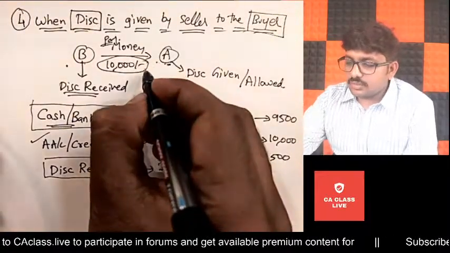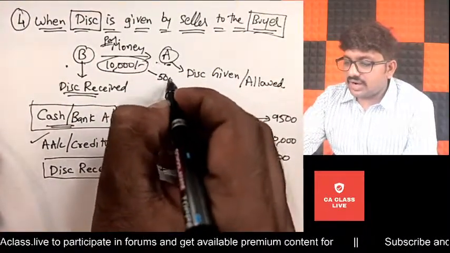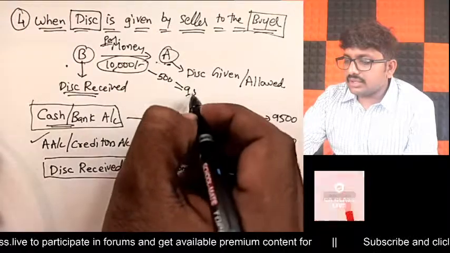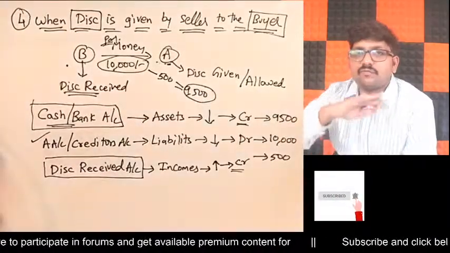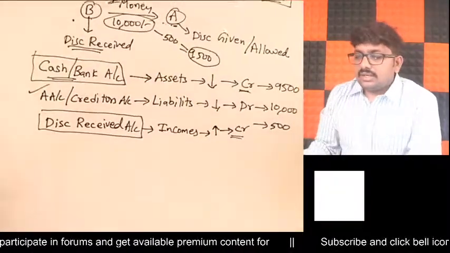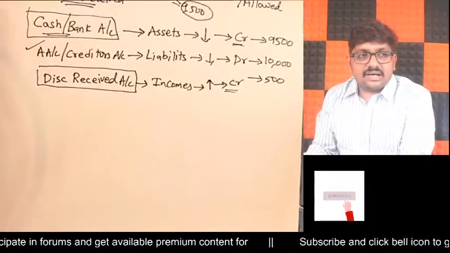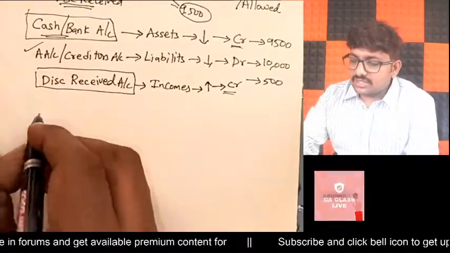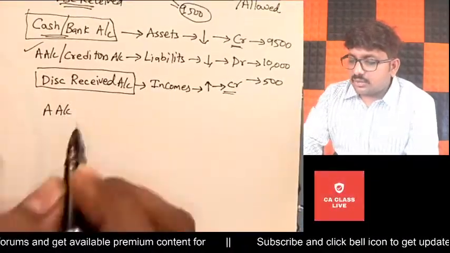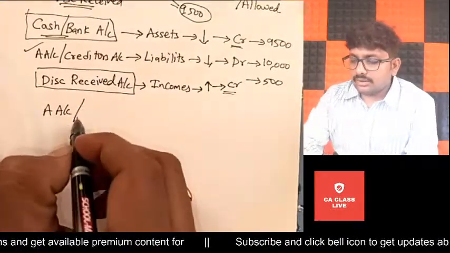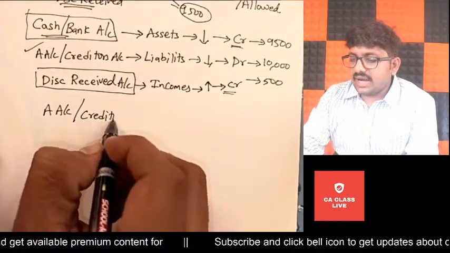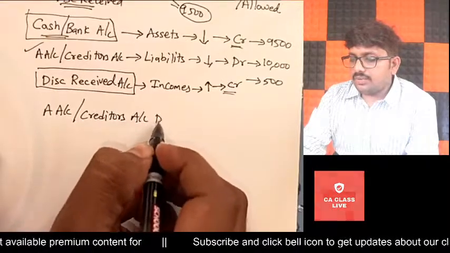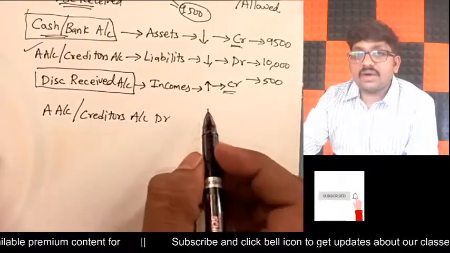So what is the discount, my dear friends? Out of this 10,000 minus 500, so then we are paying only 9,500 now. Okay, and full settlement. Let us see this as a journal entry, my dear friends. So what will be my journal entry? A account, or in general sense, creditors account debit. How much? With amounts I will write now.